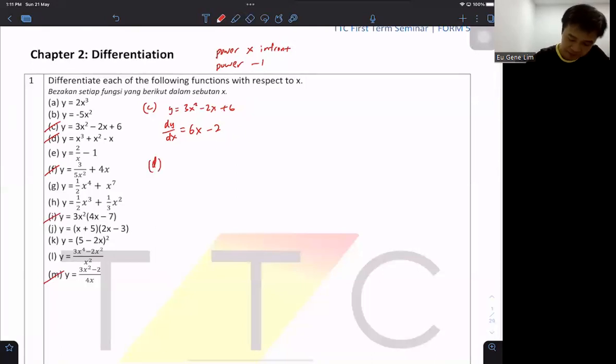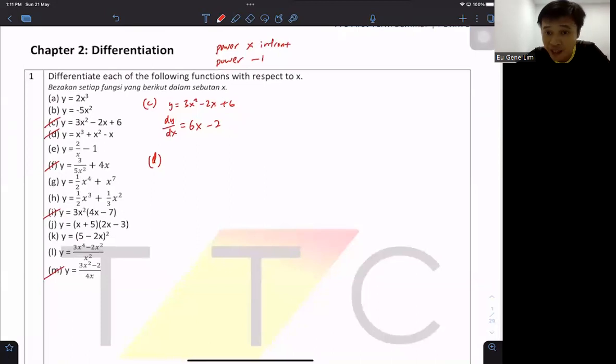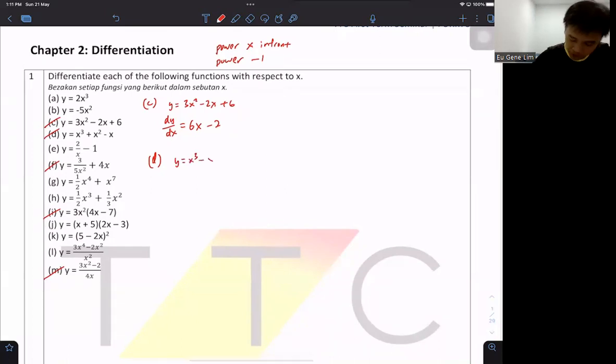Okay, D. If you have any question that you want to ask, you just ask. No need to wait, just straight away ask. Like D: y equals x cubed plus x squared minus x.